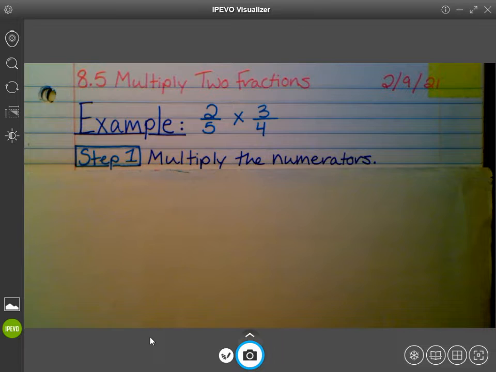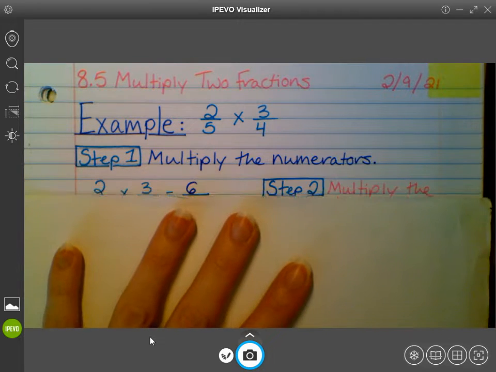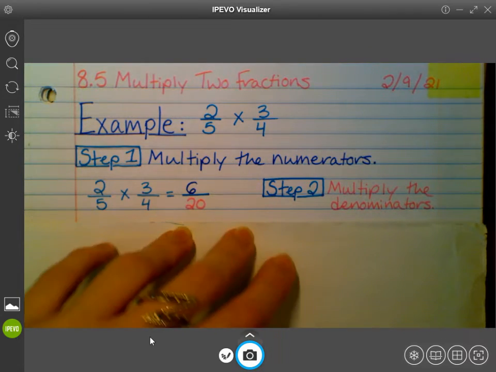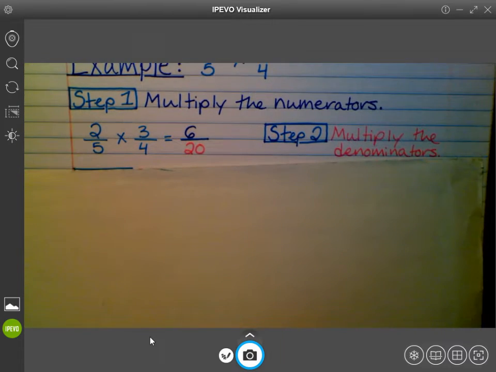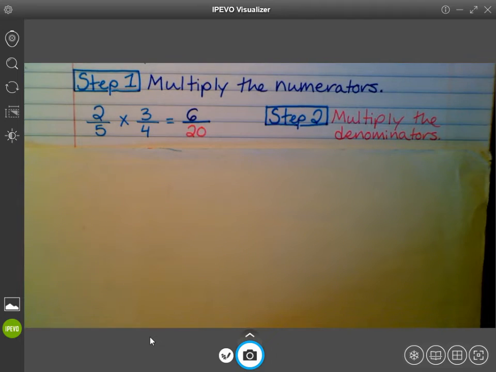Step 1 is to multiply the numerators. Raise your hand if you think you can tell me what step 2 is going to be. If step 1 is multiply the numerators, what is step 2 going to be? Elena? Exactly, multiply the denominators. So when I scroll down, it's going to show both of those steps right here. And I'm going to scoot this up so it's a little clearer. So step 1, multiply the numerators. Step 2, multiply the denominators.